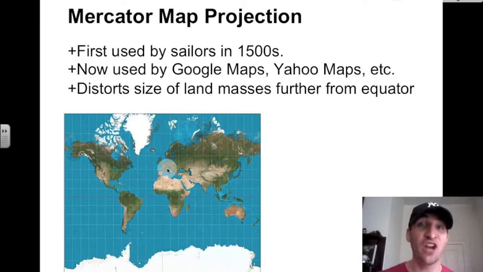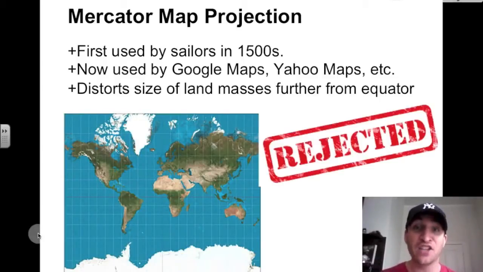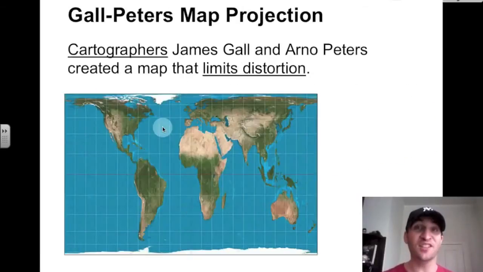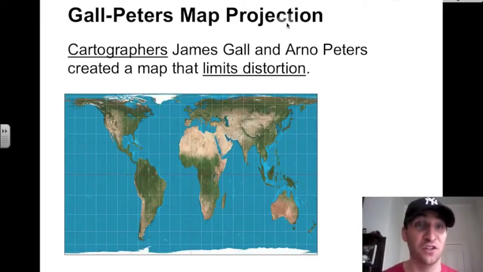But the Mercator Map Projection has flaws. It distorts the size of land masses that are further north or south of the equator. It's because of these flaws that the Mercator Map Projection has been rejected by historians today. So historians today reject the Mercator Map Projection and use the Gall-Peters Map Projection. Cartographers, those who study the science of map making, James Gall and Arno Peters created a map that limits distortion.